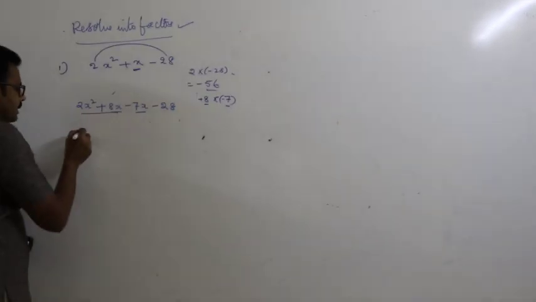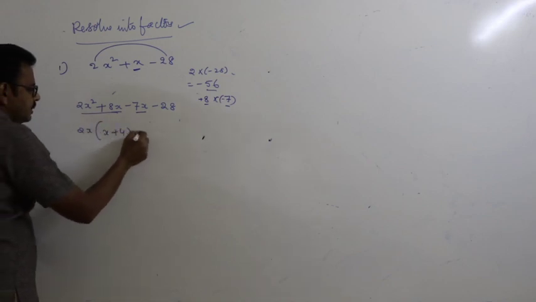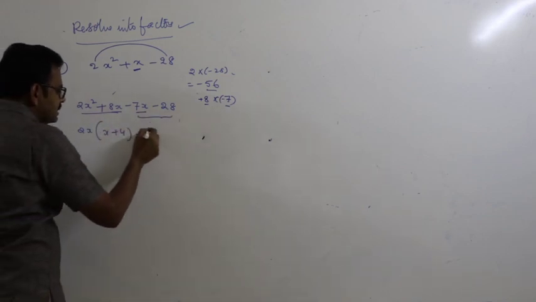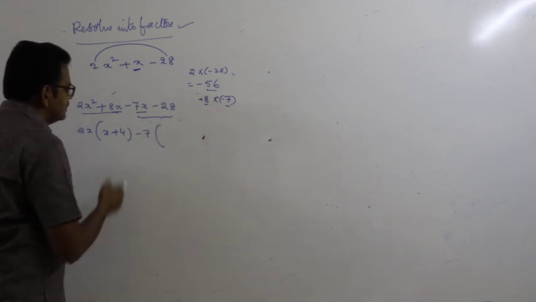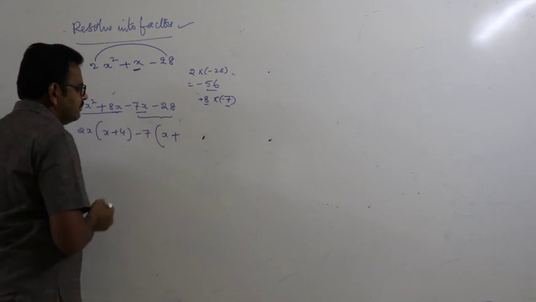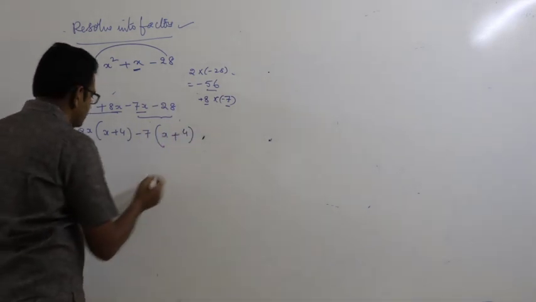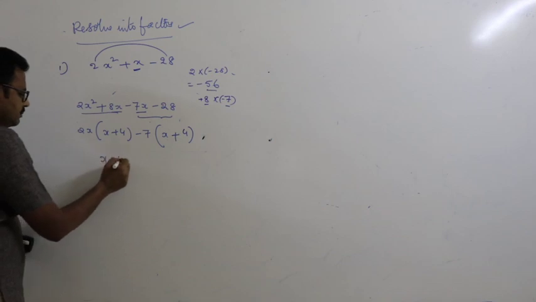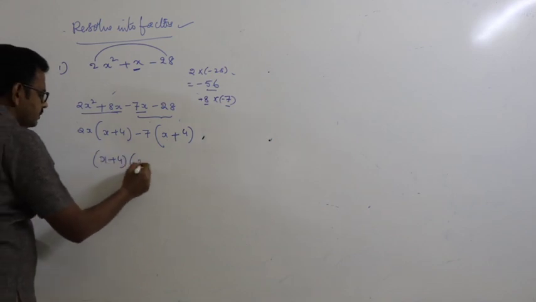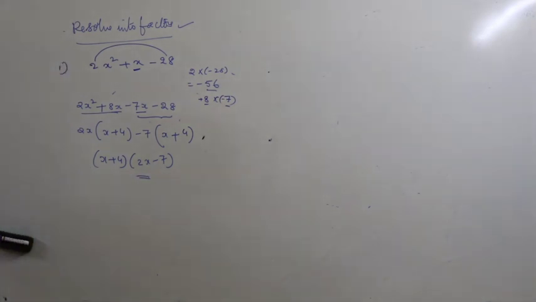From these two you can take 2x common: x plus 4. From these two, minus 7 is taken common: this is x plus, 7 into 4 is 28, 7 is taken common, remaining is 4. So this is x plus 4 into 2x minus 7. So these are the factors.